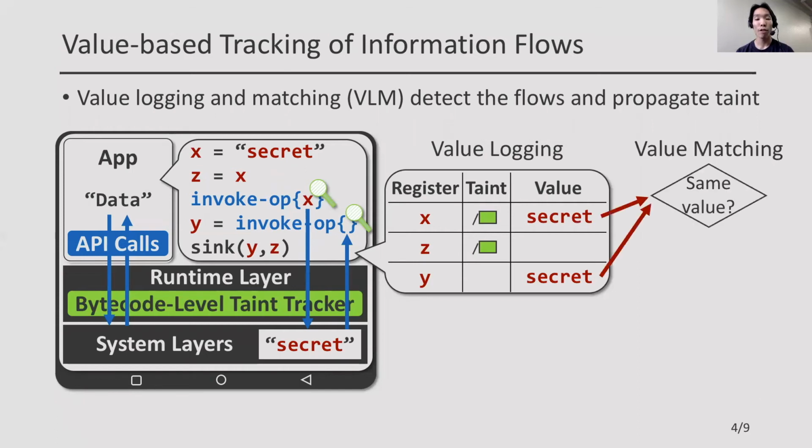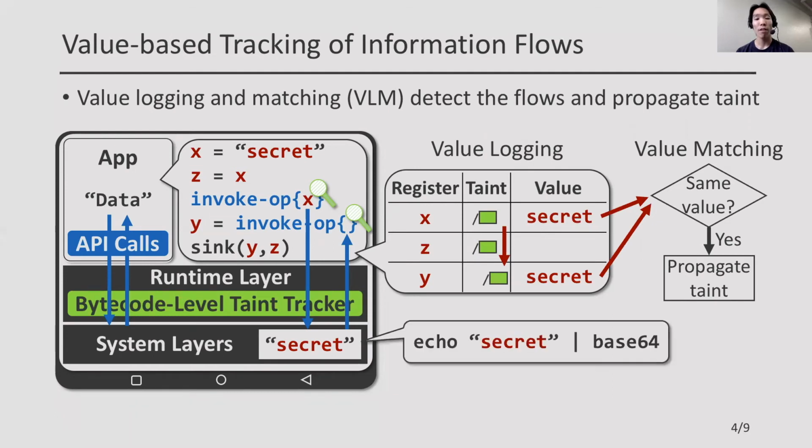When a new value is logged without taint, our approach checks whether the value equals values logged with taint. If two values are identical, the taint is propagated between them. In contrast, the matching fails when the system layers execute commands which can obfuscate data, such as base64. In this case, y holds the encoded value.